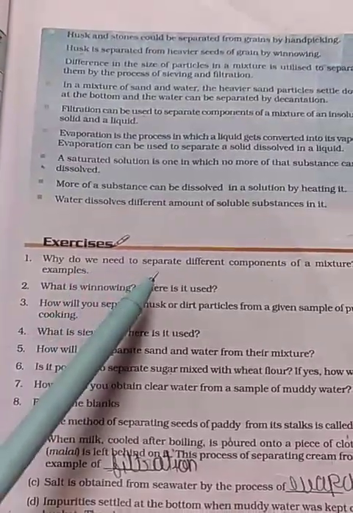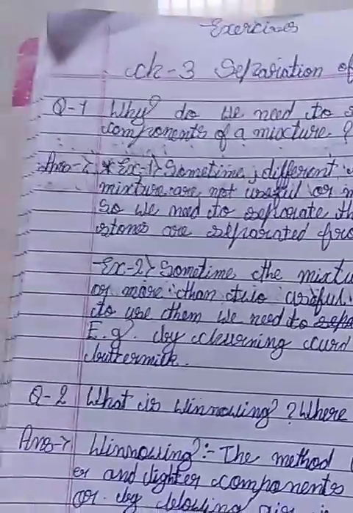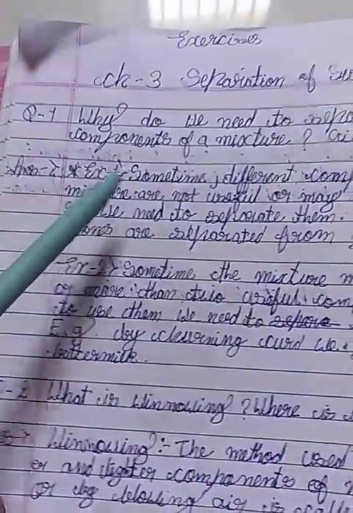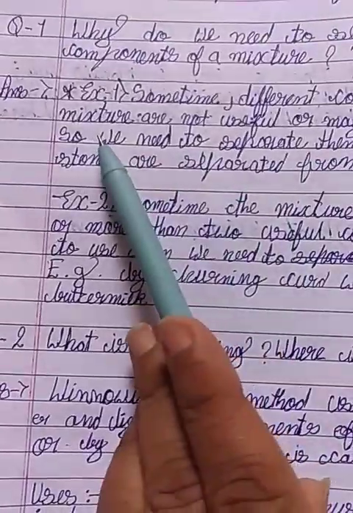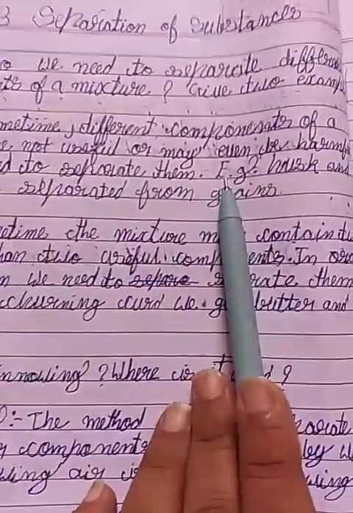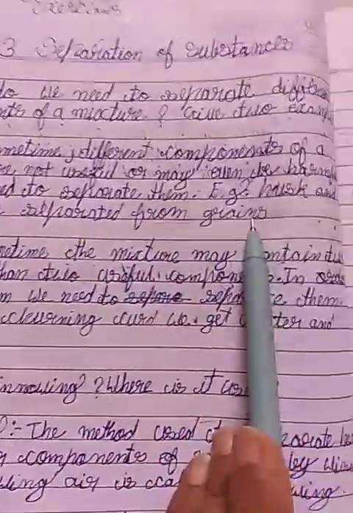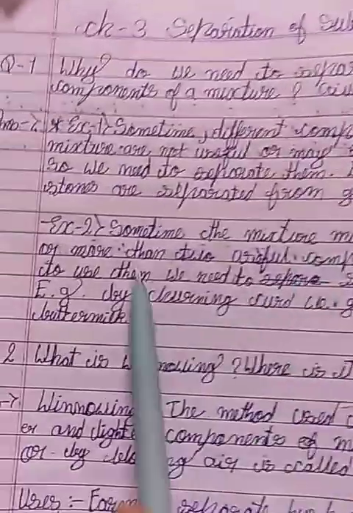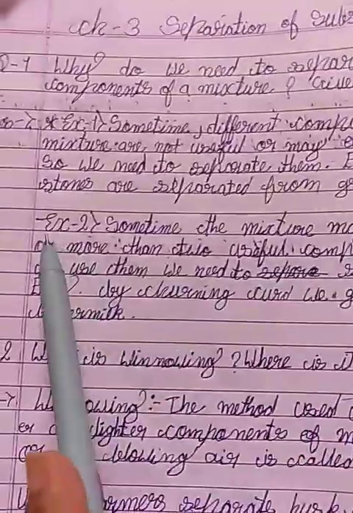Why do we need to separate different components of a mixture? Give 2 examples. Answer, example first: Sometimes different components of a mixture are not useful or may even be harmful, so we need to separate them. Example: husk and stones are separated from grains.